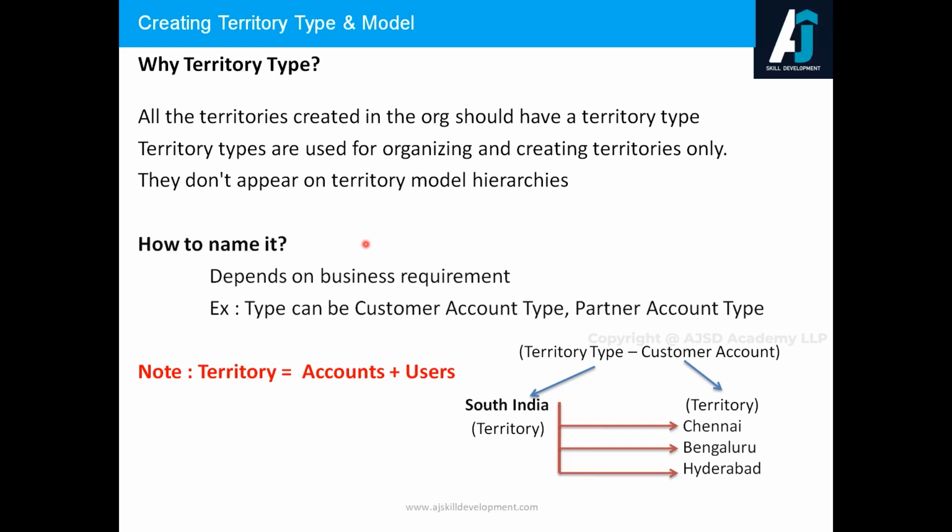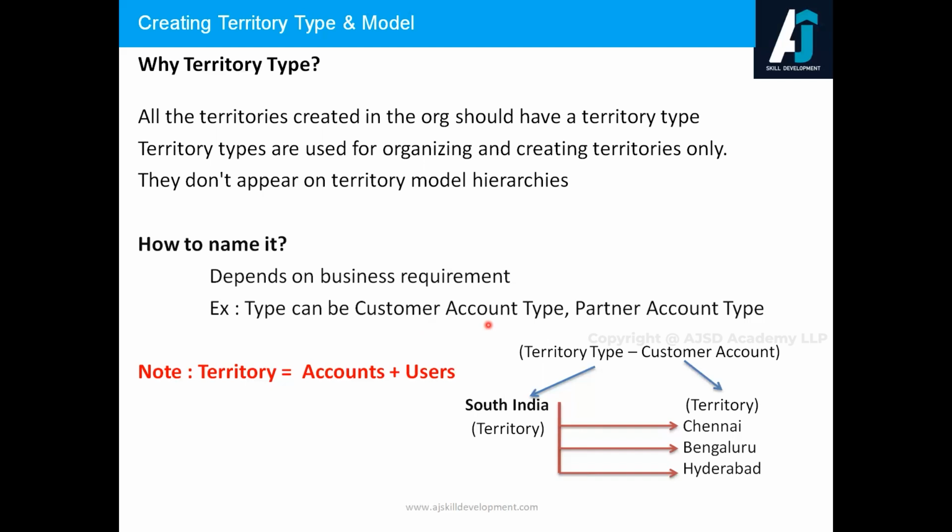Suppose I need to create a territory type, what will be the naming convention, or how do I need to name the territory type? Territory types can be named based on the business requirement, right? For example, I have created a territory type called customer account type, partner account type, or someone may create the territory type based on revenue. So they are going to give the territory type as gold territory type, silver territory type, bronze territory type. So territory types can be named based on the business requirement.